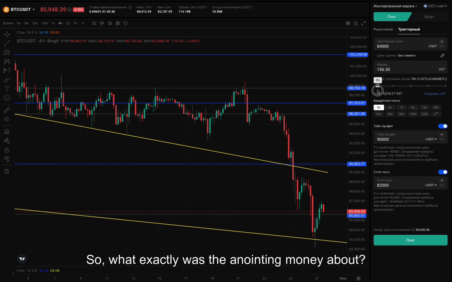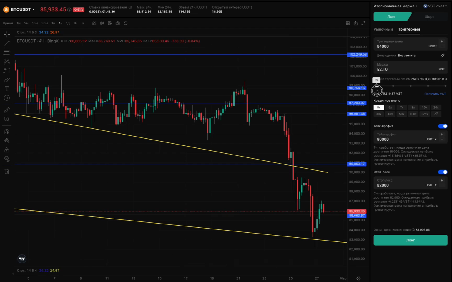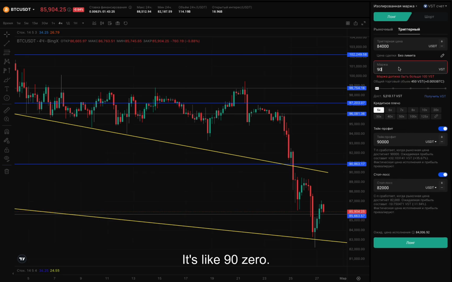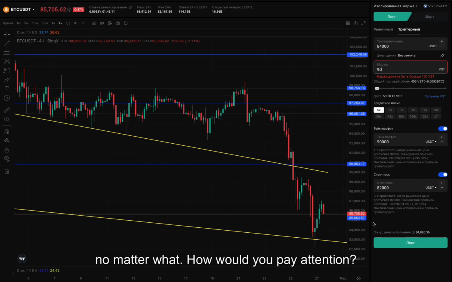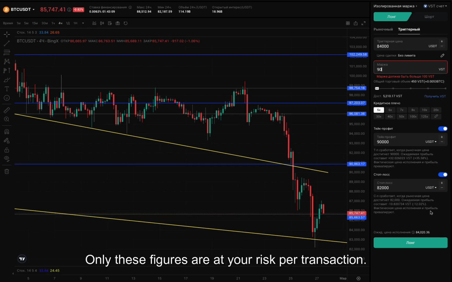So, what exactly was the money about? It's like 90-10. And that's it, and we kind of go in. Everything is clear on all assets, as if a long shot no matter what. Pay attention only to these figures, which are your risk per transaction.